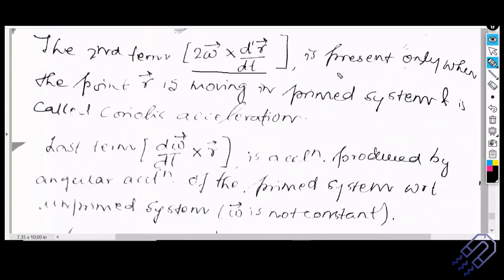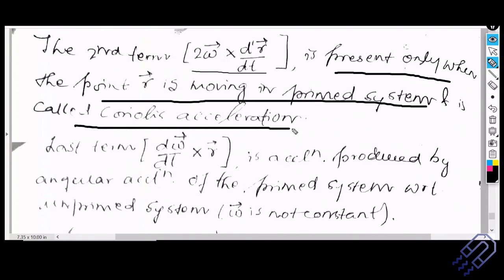And what does this represent? This is present only when the point r is moving in the prime system, and it is called the Coriolis acceleration. What happens is that the prime system will be moving with respect to the unprimed system. But if the point itself is also moving in the prime system, there is another acceleration which comes into the picture, which is called the Coriolis acceleration. I may take some examples in the next class, but today's class, let me just finish off with the definition of all the terms that we have.